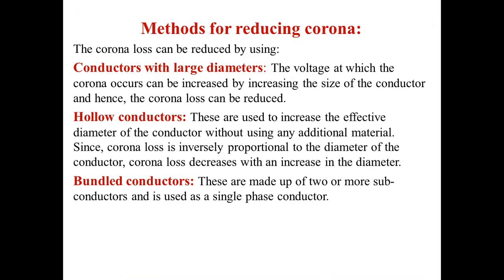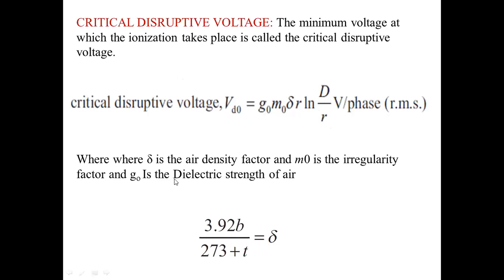Out of these, hollow conductors can also be used. These are used to increase the effective diameter of the conductor without using any additional material. So the material will be saved by using hollow conductors, since corona loss is inversely proportional to the diameter of the conductor. Corona loss decreases with the increase in the diameter, with the advantage of saved material. So these are a few methods for reducing the corona.